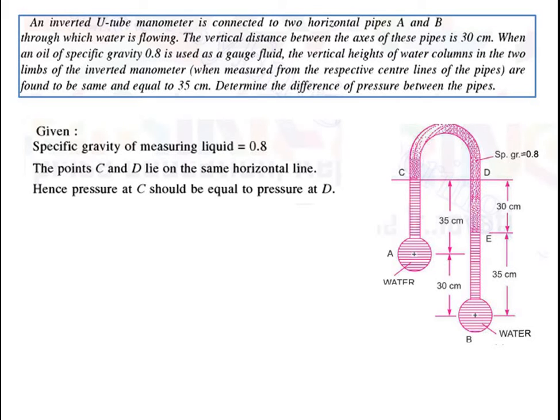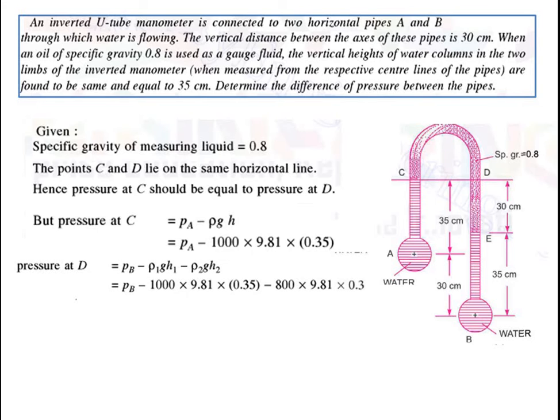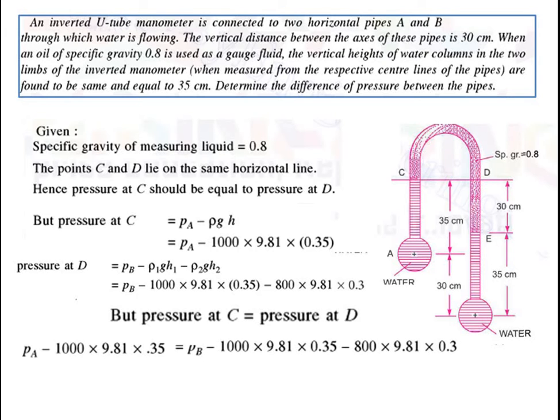It is a similar kind of problem. The specific gravity is given, it is 0.8. So pressure at point C is equal to PA minus rho g h, where h for the left limb is 35 cm. Pressure at point D is PB minus rho 1 g h1 minus rho 2 g h2. But pressure at C is equal to pressure at D, so equating 1 and 2, PA minus PB is equal to 2354.4 Newton per meter square.